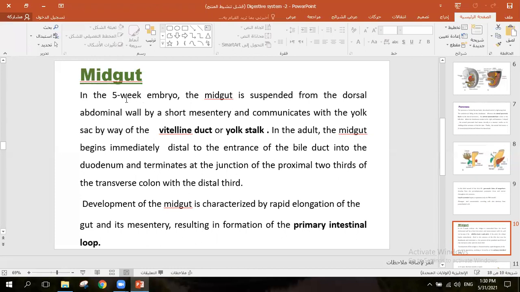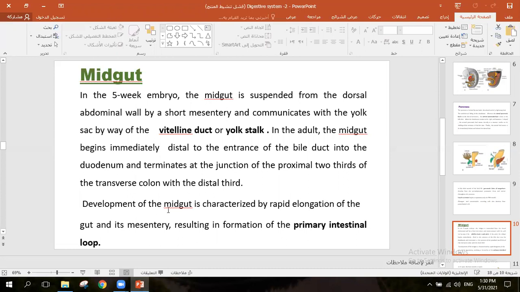We repeat: at the fifth week of development, the midgut is suspended from the dorsal abdominal wall by a short mesentery and communicates with the yolk sac by the vitelline duct or yolk stalk. The midgut begins immediately distal to the entrance of the bile duct into the duodenum and terminates at the junction of the proximal two-thirds of the transverse colon with the distal third. Development of the midgut is characterized by rapid elongation of the gut.